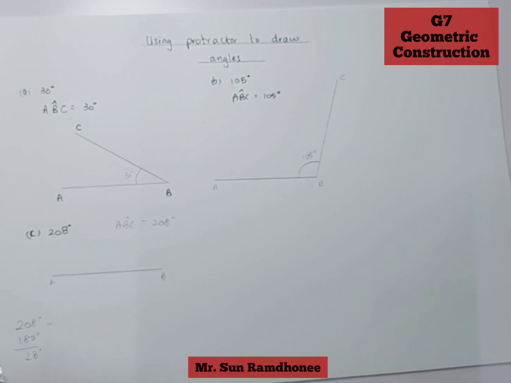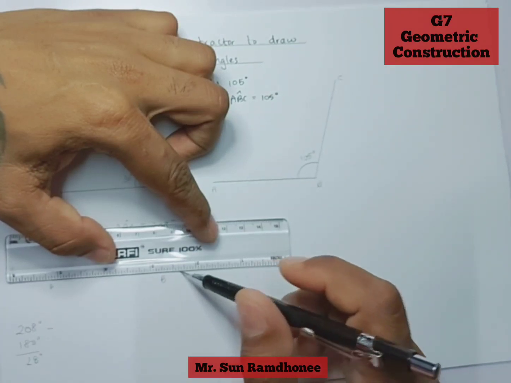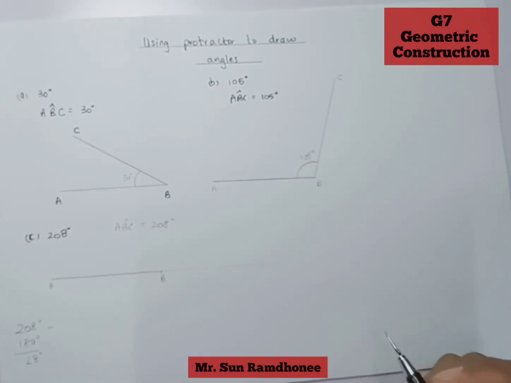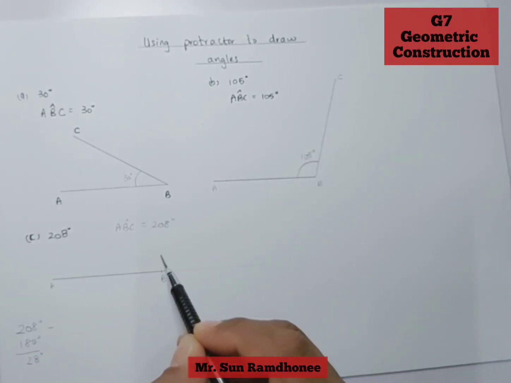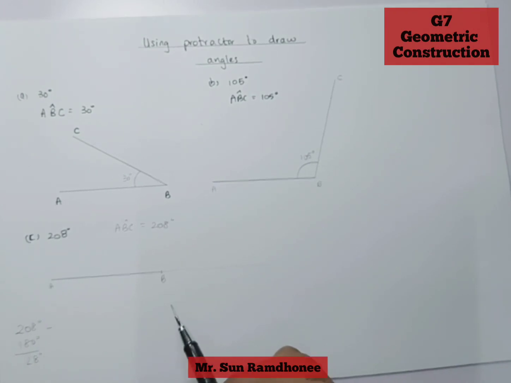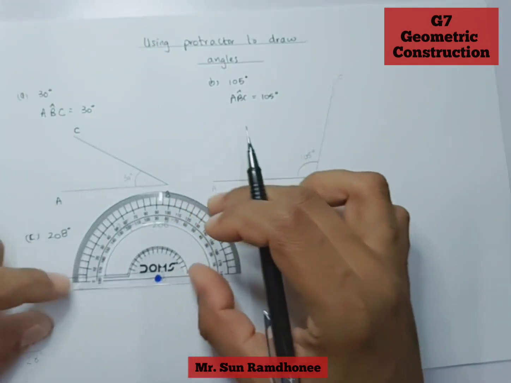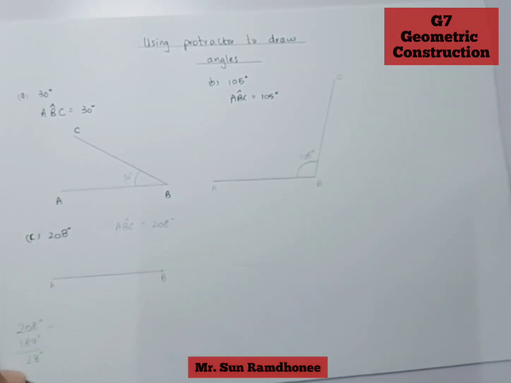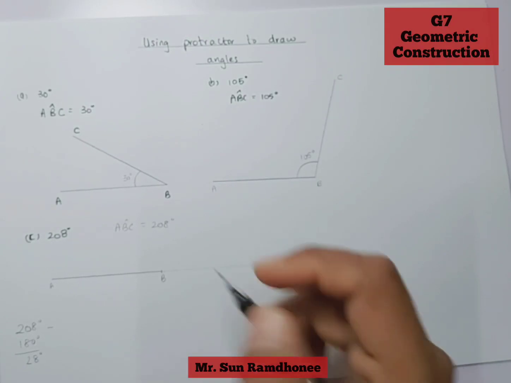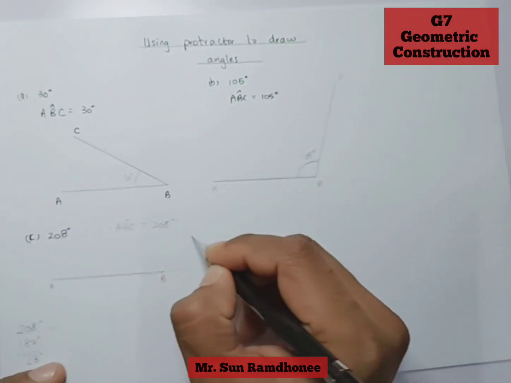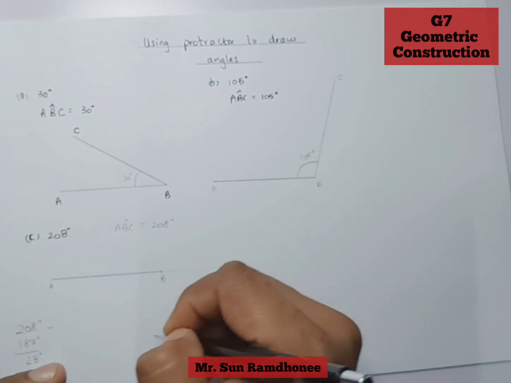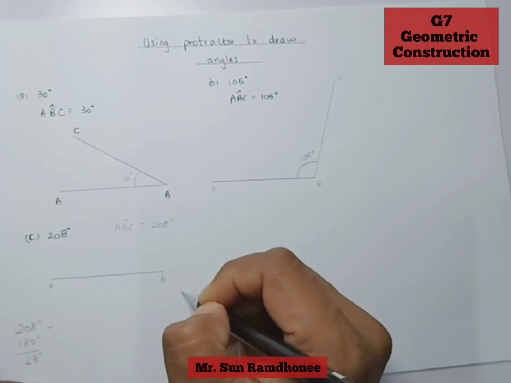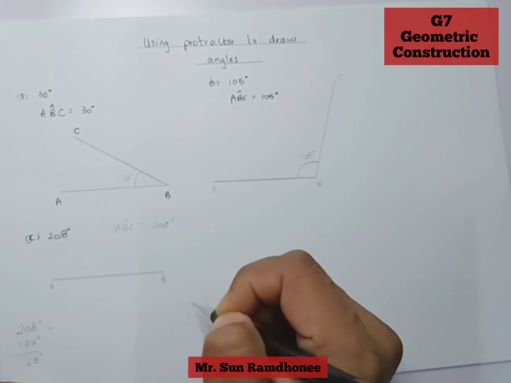Once we have obtained 28 degrees, we have to draw an imaginary line here. Our point is point B. We know that a straight line is 180 degrees, so this part is already 180 degrees. From point B, we have to add 28 degrees, but this time, since we are moving in the clockwise direction, this would be 0 and then this would be 180, and you have to add 28 degrees at the bottom here.